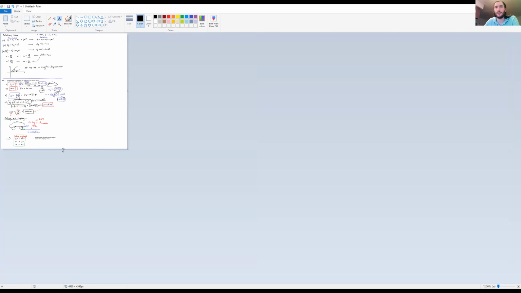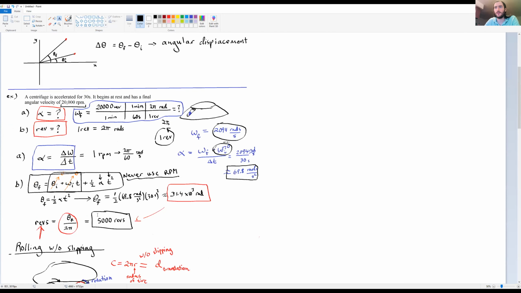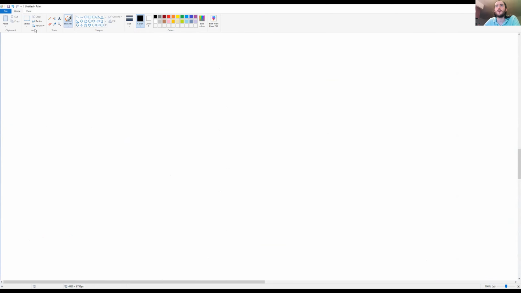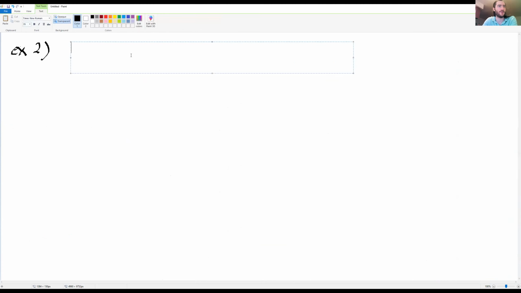I think I need to make a little bit more space here. Okay, so we'll go to example 2. Just go ahead and type up the first bit here. So we have a bicycle slows down uniformly. That means constant acceleration, right?